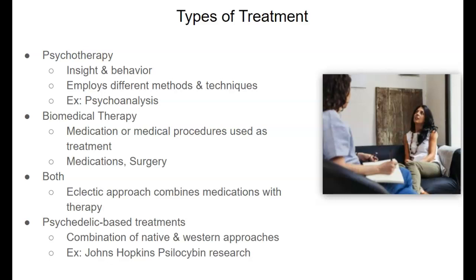And lastly, we would have what I would consider to be a newer model that's being developed now, and that would be psychedelic-based treatments. These kinds of treatments are combining native or shamanistic practices and traditions that involve psychedelic substances with Western approaches or therapies that would be found in Western psychology. We saw a video of this in the Johns Hopkins research earlier in the semester.